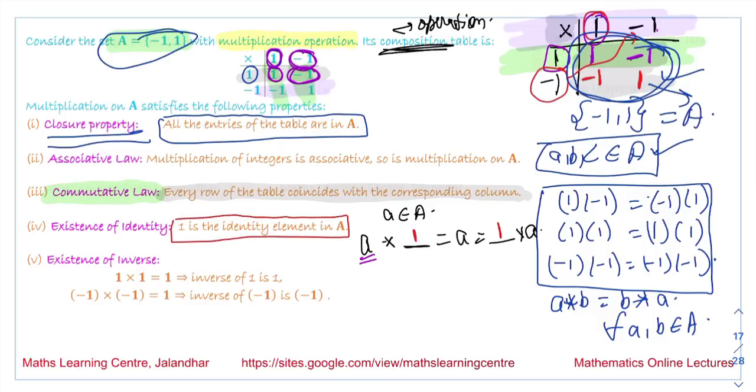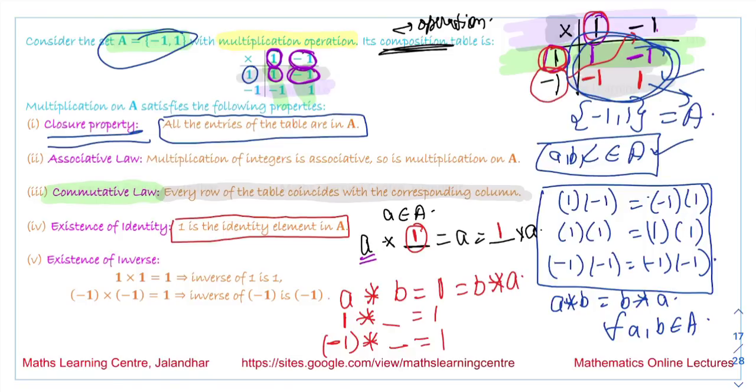Last we are talking about its inverse. So if we look at this table again, we are saying look at this value 1, the identity element it is A. So we are talking about A star B should be equal to 1, should be equal to B star A. If I am talking about the element 1, I want to calculate something so that the answer is 1. If I am talking about the element minus 1, I want to multiply it with something so that the answer is 1. So what we are getting is 1 into 1 is 1, minus 1 into minus 1 is 1. So it means the inverse of 1 is 1 and the inverse of minus 1 is minus 1.